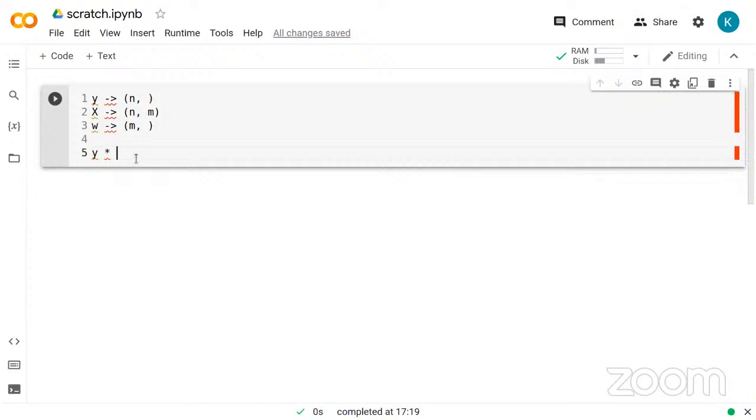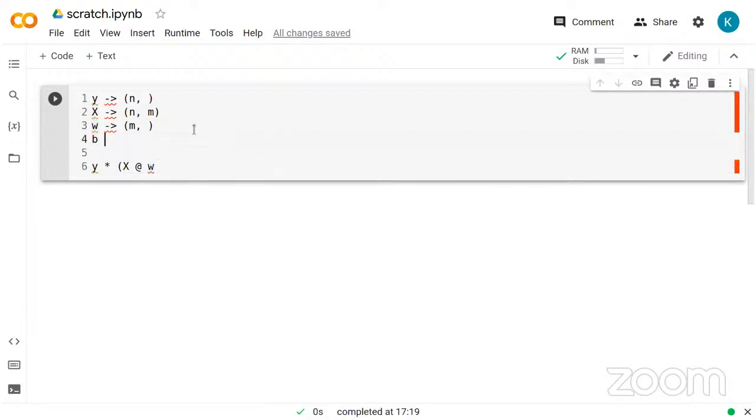X at the rate W, right? And my b is just a real number, a float. For a feature matrix, it's XW. So I'll express this as xw plus b greater than or equal to 1.